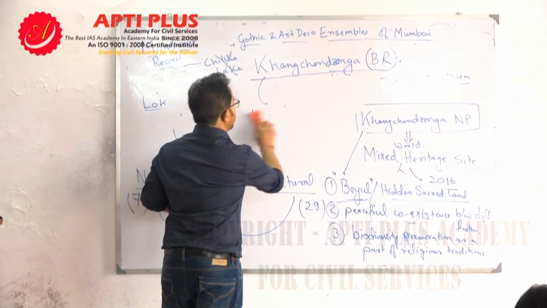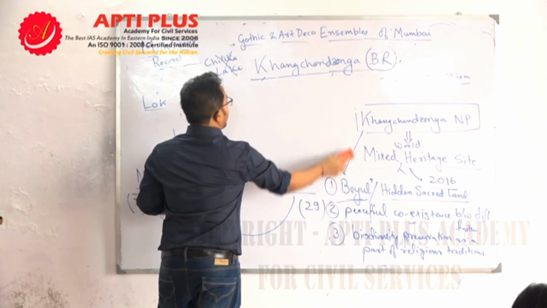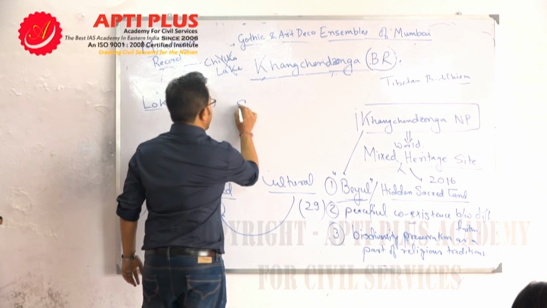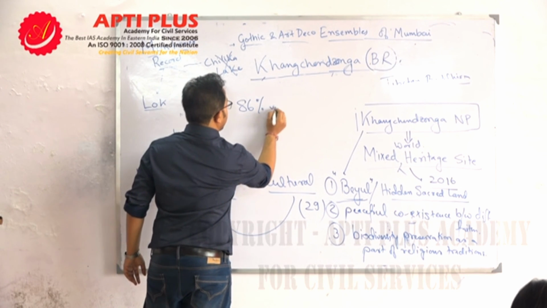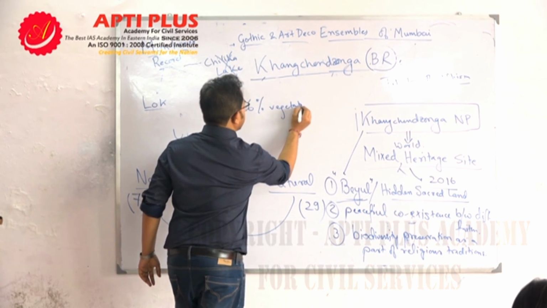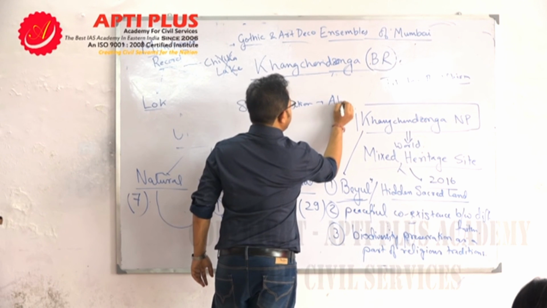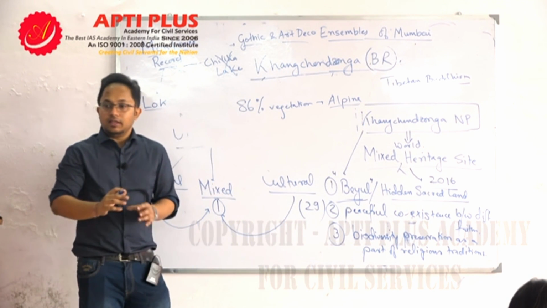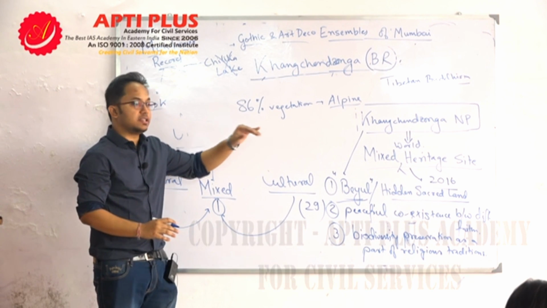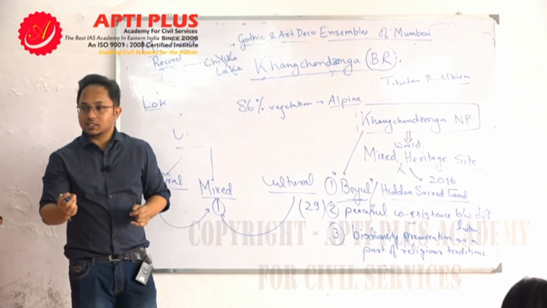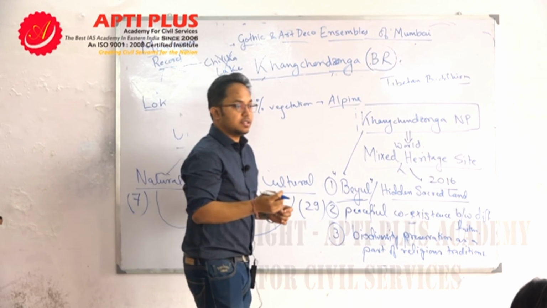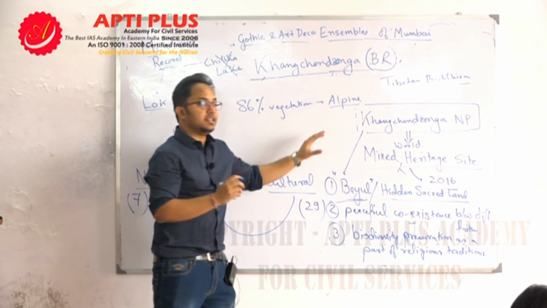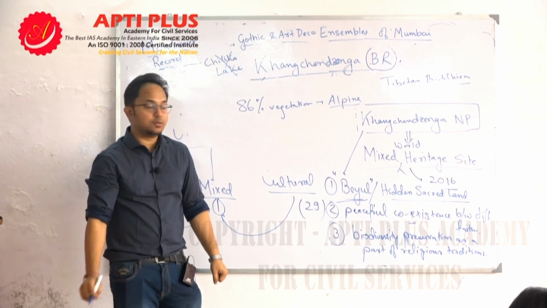If we look at Kanchenjunga Biosphere Reserve, over here, mainly it is seen that 86% of the vegetation is alpine. Alpine vegetation means that most of the area is covered by snow and ice, and naturally the grasses will be short. You will have short grasses, you will have moss-like plants. So you will have alpine vegetation like alpine grasslands, all such things.